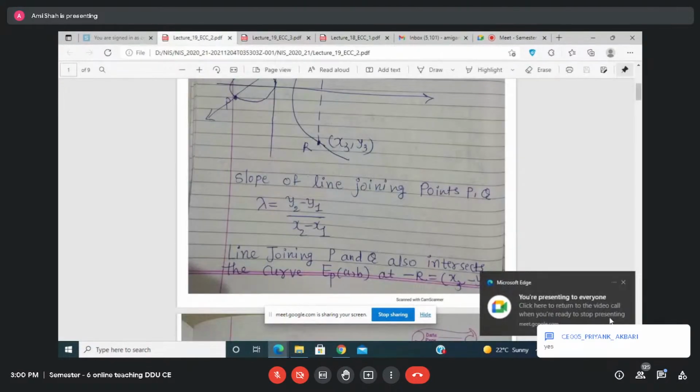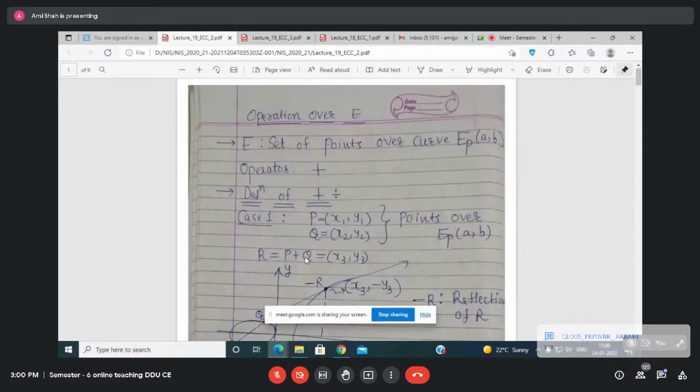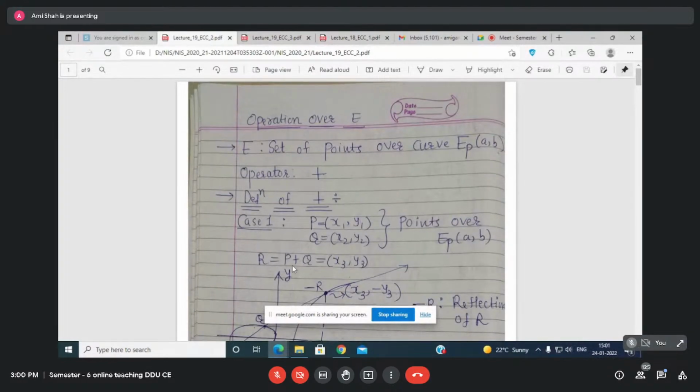Okay, so now listen, the first case that I have explained: if you want to perform the addition on two points on the curve, you get the third point, that is x3, y3. And case number one is where the x coordinates and y coordinates are different. This is the first case.